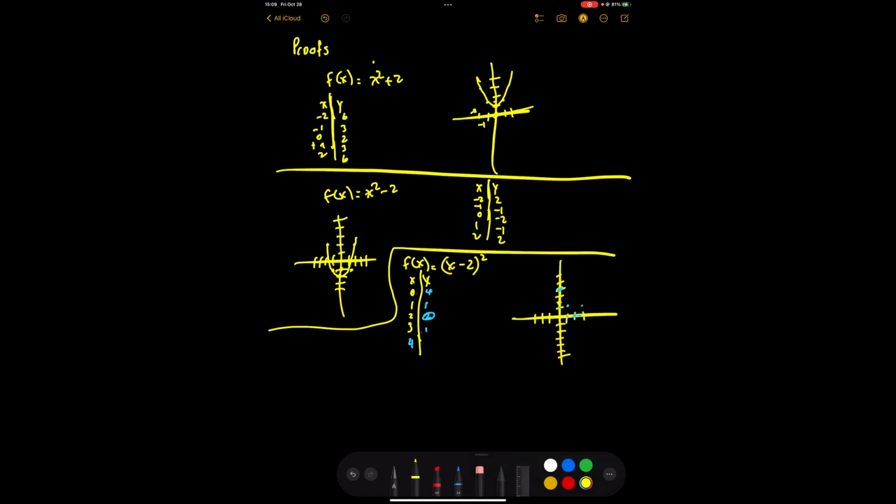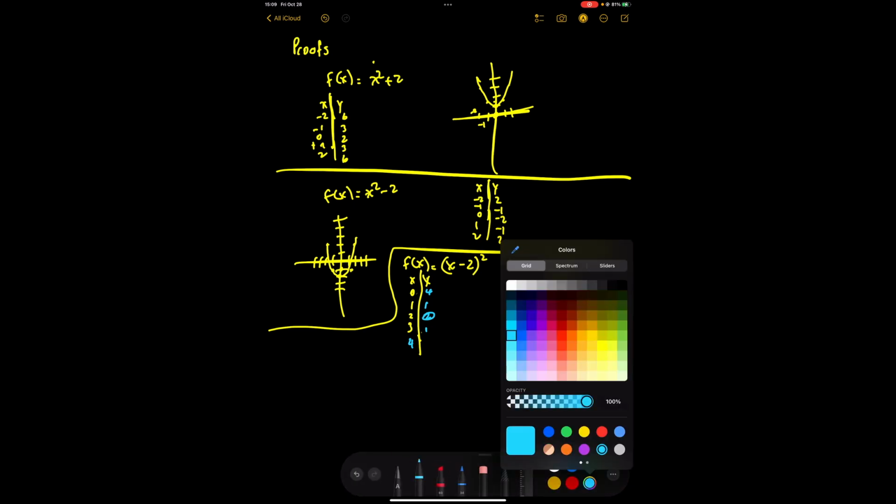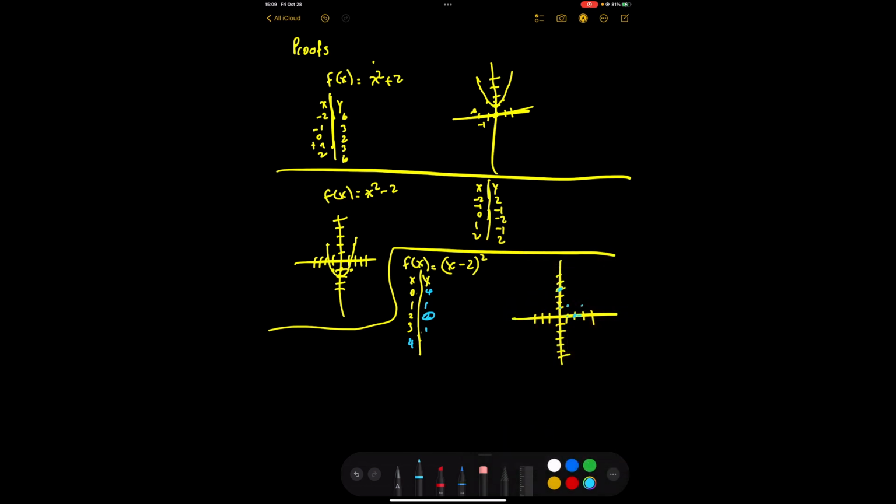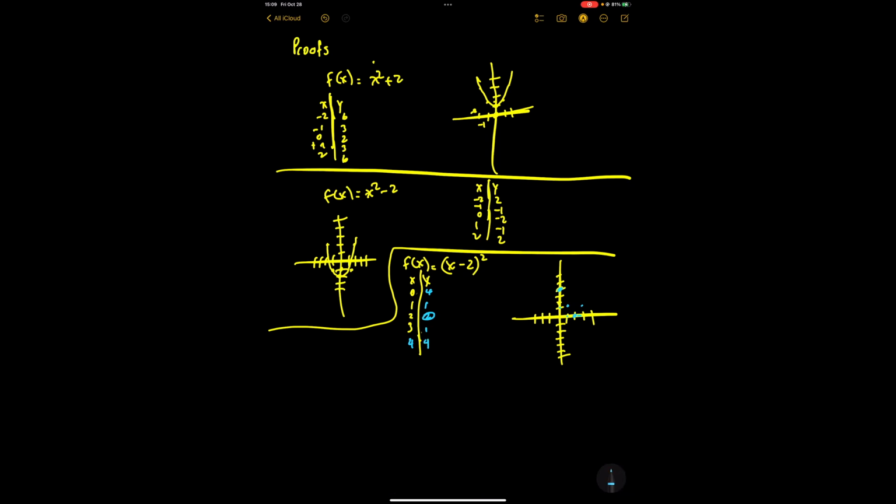And 4, let me put 4 right here too. At 4 is going to be what? At 4 is going to be 4 minus 2, which is equal to 2. 2 squared is going to be equal to 4. So 1, 2, 3, 4, it's right here. And so we have that.